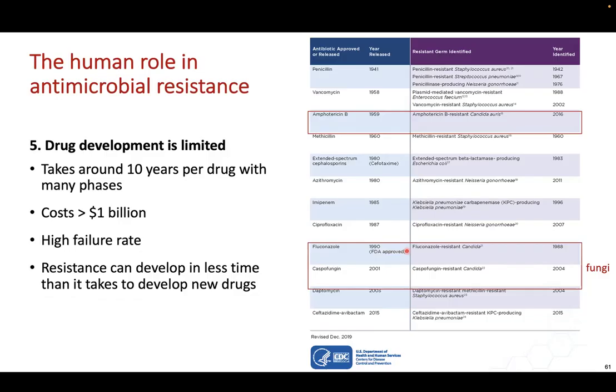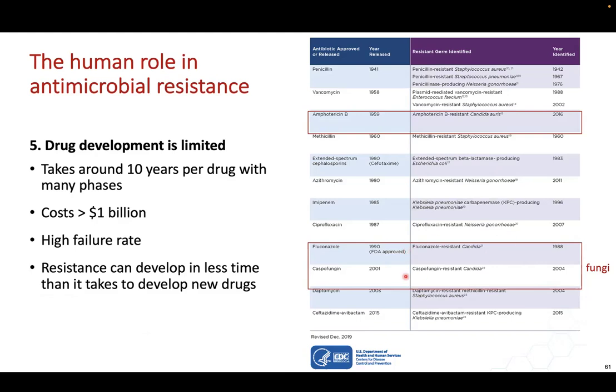And here is the problem. There's a high failure rate when it comes to drug development. You can produce it and it doesn't work, so you have to stop and start again. But because it's taking us about 10 years, it means most of the bacteria are going to develop resistance quicker compared to how quick we develop our drugs.